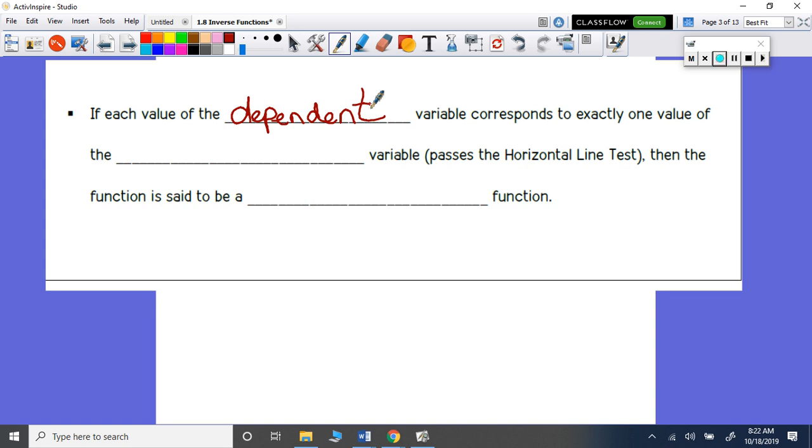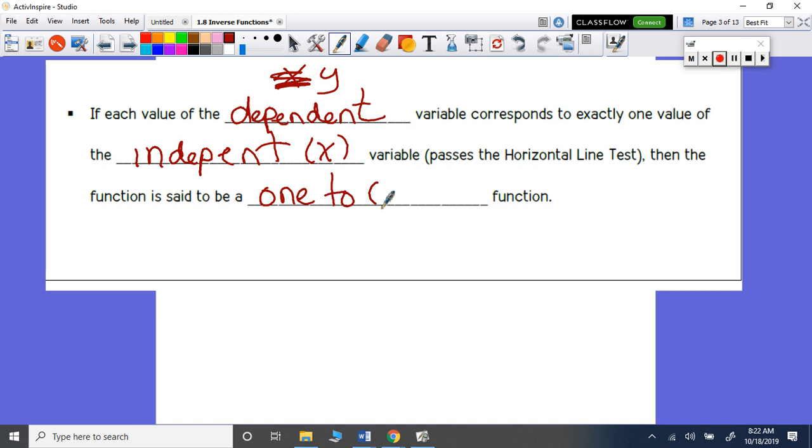It's y. So if you have a graph, the money you make depends on the hours you worked, right? So the money you make is the dependent variable. If the x variable corresponds to the independent variable, oops, I lied. Oh, you guys could have gotten the point. The x, which means if your original function passes the horizontal line test, then the function is said to be one-to-one.